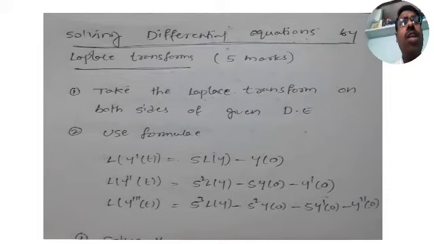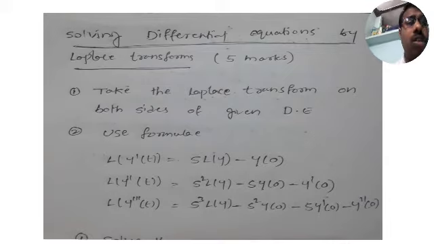Laplace transform of the first derivative: L of y dash is s into L of y minus y of 0. L of y double dash is s square L of y minus s into y of 0 minus y dash of 0. L of y triple dash is s cube L of y minus s square into y of 0 minus s into y dash of 0 minus y double dash of 0.